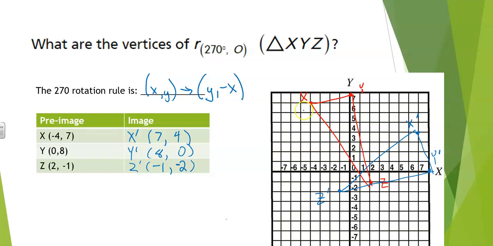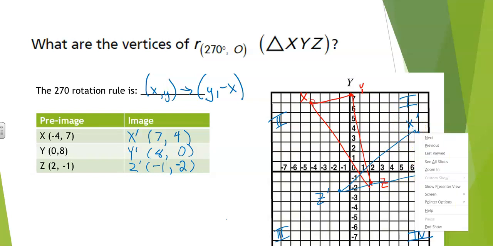Something you might notice: x was in, let's call this, quadrant 1, 2, 3, and 4. If x is in quadrant 2 and it's going 270 degrees, it has to end up in quadrant 1 because it's going around and around and around like this.